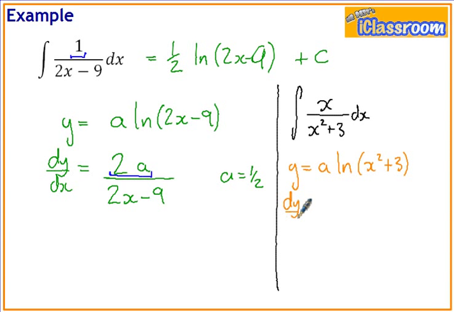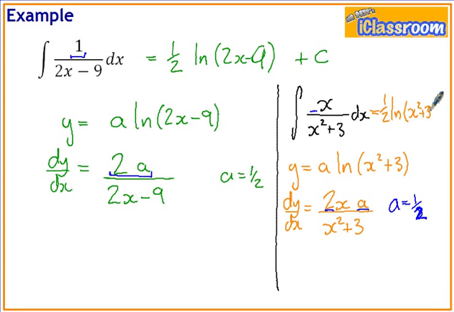Let's check by differentiating. If I differentiate, I get 2x times a all over x squared plus 3. And again, I'm almost there. I just need to compare my coefficients. This time I want 2a to be equal to 1. So yet again, I'm in a situation where a must be equal to 1/2. So my final answer here is going to be 1/2 log of x squared plus 3 plus my constant of integration.